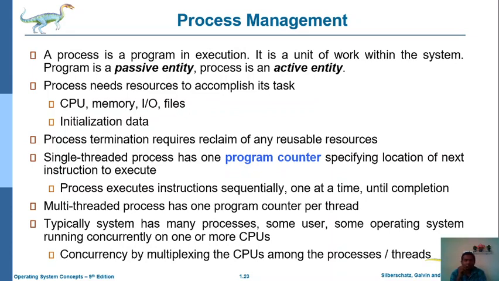The execution process depends upon the process structure: it may be a single-threaded process or a multi-threaded process. A single-threaded process uses only one program counter. This program counter is responsible for getting the next instruction information.